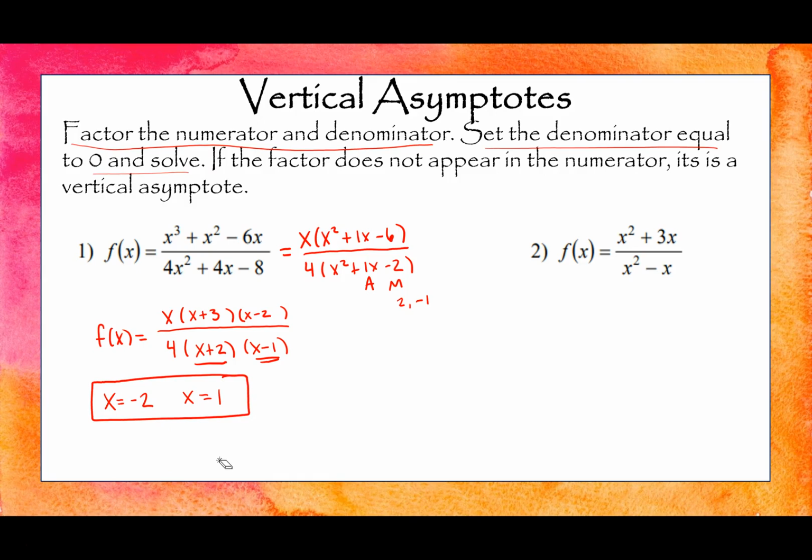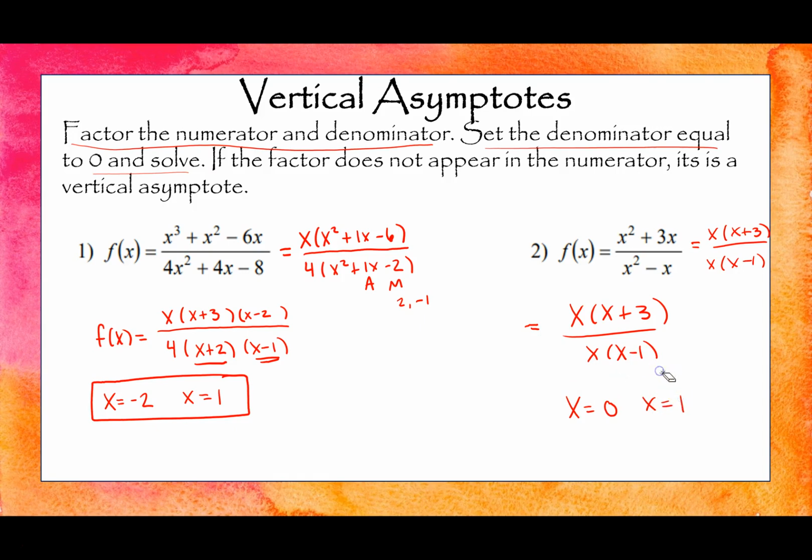All right, let's do the same thing for number 2 here. I'm going to factor out my numerator here with an x. So I'm going to have an x plus 3. And then in the denominator, I'm going to have an x, and then I'm going to have an x minus 1. So let me just rewrite this down here, more space. Okay, so now I need to solve my denominator for 0 here, and so I'm going to get an answer of x equals 0 and x equals 1.